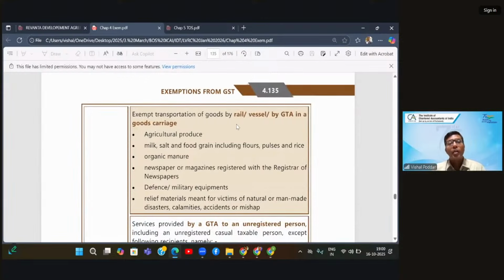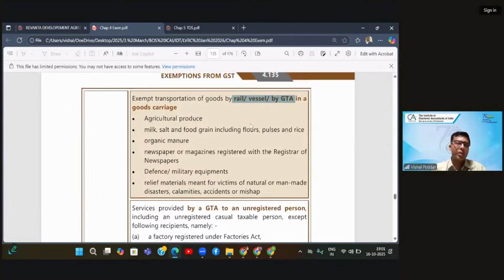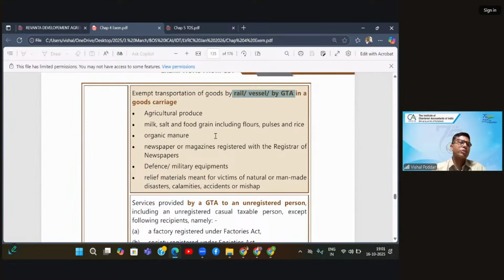Next, where you are getting your goods transported by GTA, we just saw GTA is taxable. However, if you are getting the following things transported by GTA, that is exempt. Further, if you are getting it transported by railways or even by ship, so any of these goods transported by railways or by ship or by GTA, all routes are covered except air. So all other transports are covered. So the following goods transport is always exempt by any medium. These are taxable only where the medium is air.